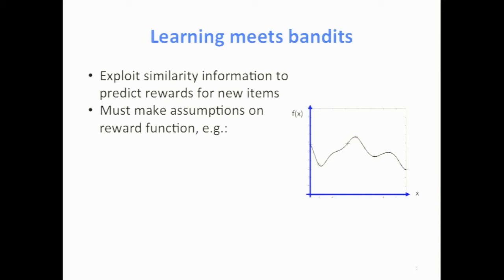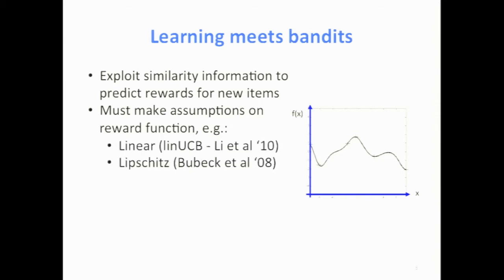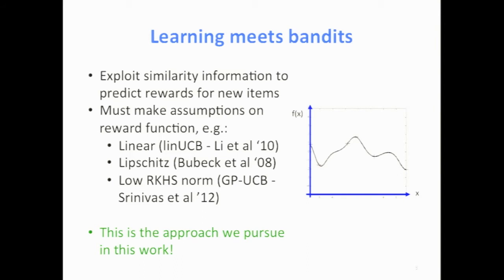So as we saw, the reward depended on the user, the item, and the list of experiments that you have done, right? So some simplifying assumptions were made on this reward function, and they perform much better on real-world tasks. And in our work, we also pursue this approach.